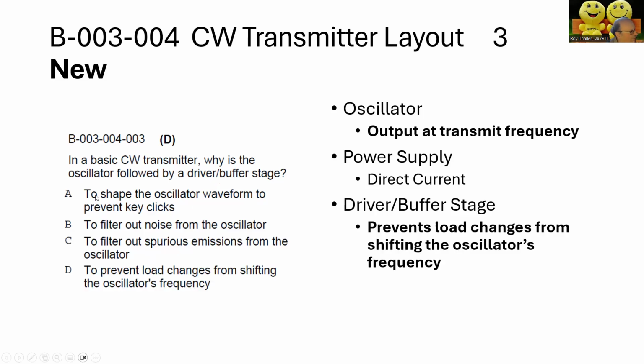A new question. In a basic CW transmitter, why is the oscillator followed by a driver buffer stage? And the reason for that is D, to prevent load changes from shifting the oscillator frequency. So usually the oscillator provides a very low level signal, and then it gets amplified or buffered by the driver stage.